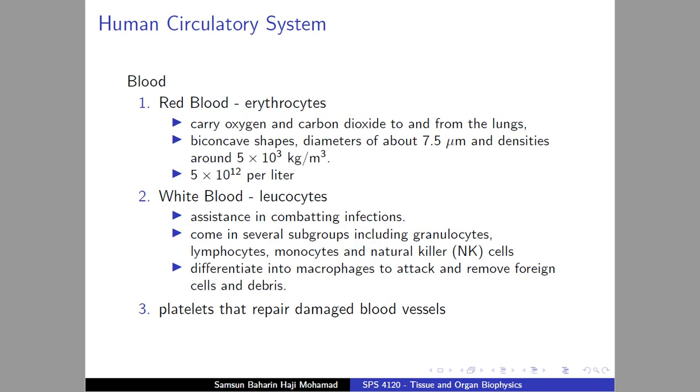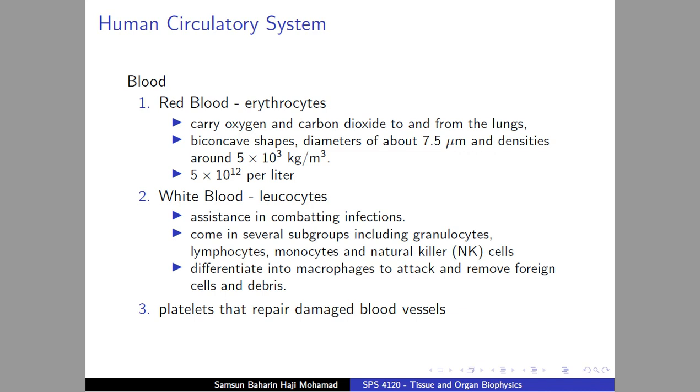So blood, we have the red blood, erythrocyte. The red blood carries oxygen and carbon dioxide to and from the lung. It has a concave shape, diameter of about 7.5 micrometer and density around 5 times 10 to the power 3 kilogram per meter cube, and 5 times 10 to the power 12 per liter.